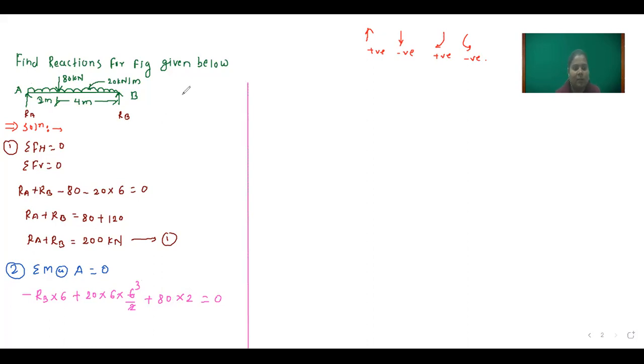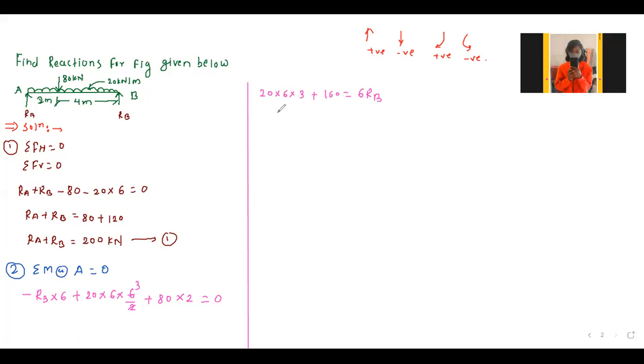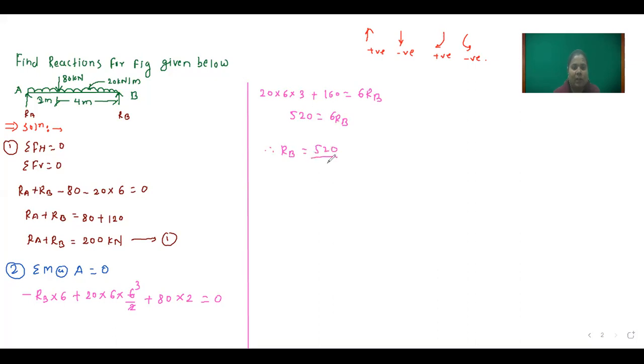So we shift minus RB into 6 to the right side: 20 into 6 into 3 is 360, plus 80 into 2 is 160, which is equal to 6 RB. Adding all this, we get 520, which is equal to 6 RB. Therefore RB equals 520 divided by 6. So RB equals how much?